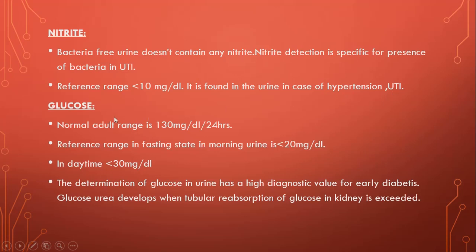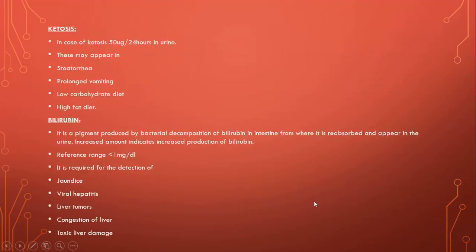Now glucose, so the normal adult range is 130 milligrams per deciliter per 24 hours, and the reference range in fasting state in the morning urine is less than 20 milligrams per deciliter. In daytime it is less than 30 milligrams per deciliter. So the determination of glucose in urine has a very high diagnostic value in diabetes mellitus, because if you found glucose in urine, which is called glucosuria, that means the patient can be diabetic, early diabetic. Glucosuria develops when tubular reabsorption of glucose in kidney is exceeded.